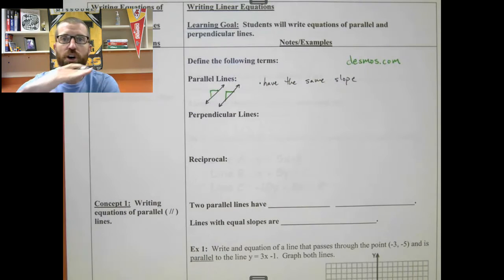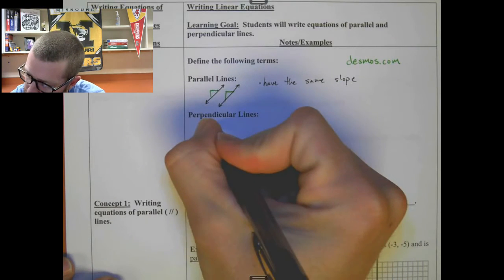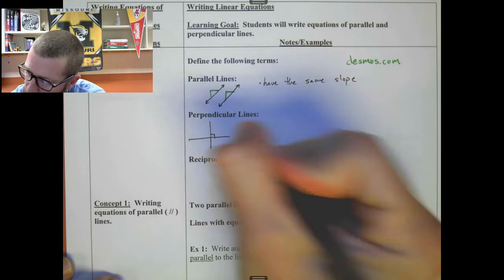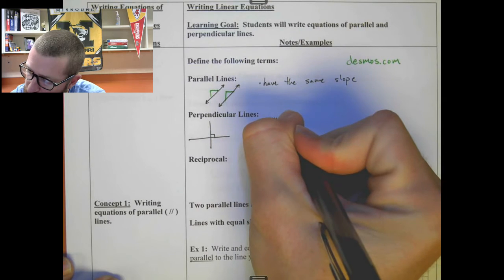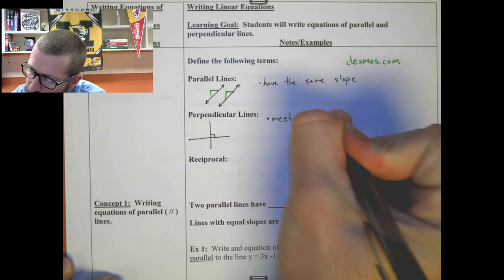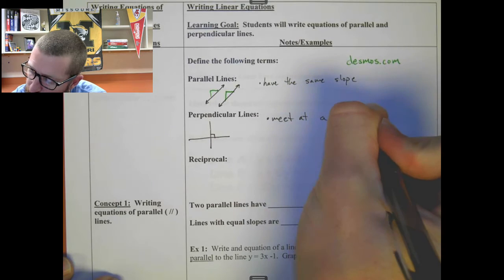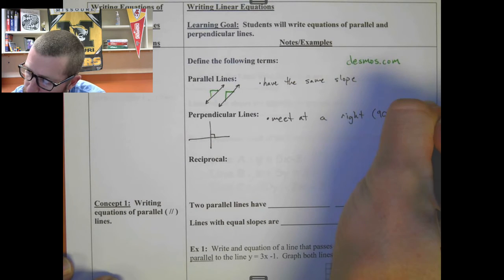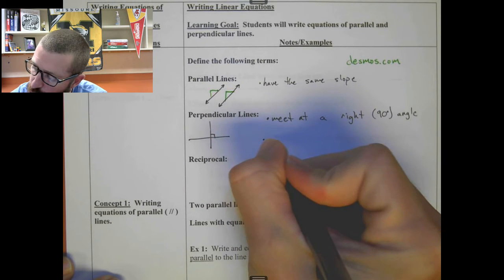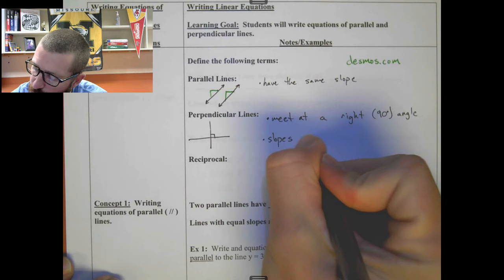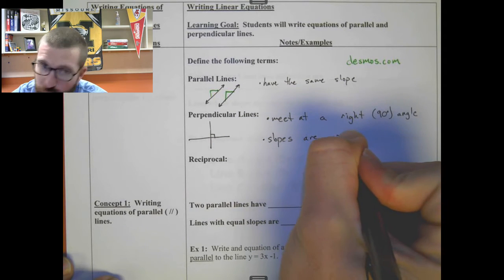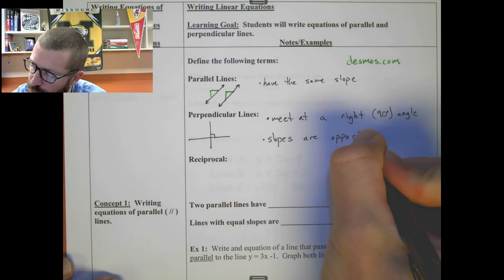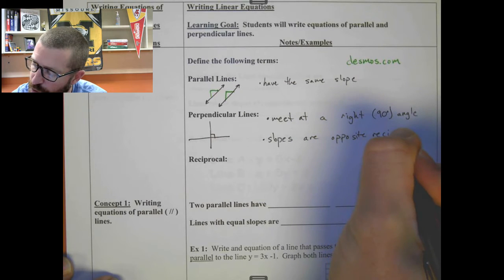Perpendicular lines are lines that meet at a 90-degree angle, or right angle. So let's write that down. They meet or intersect at a right angle. And remember, right is 90 degrees. And they have slopes that are opposite reciprocals. And we'll talk about what this means.